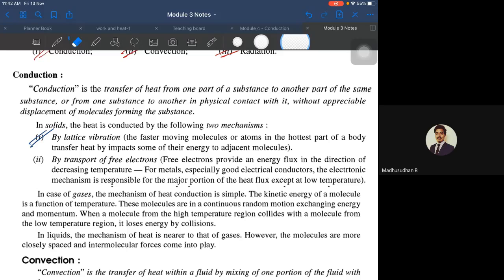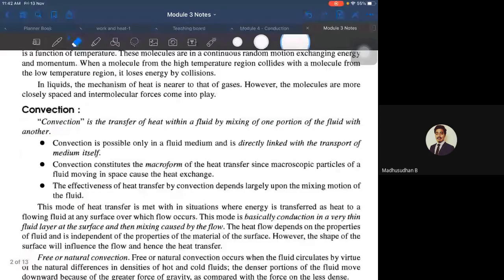Next is convection. Convection is heat transfer within a fluid by mixing one portion of the fluid with another. Rather than reading myself, Fahad, just read this. Yes, sir. Convection is the transfer of heat within a fluid by mixing of one portion of the fluid with another. Convection is transport of energy.